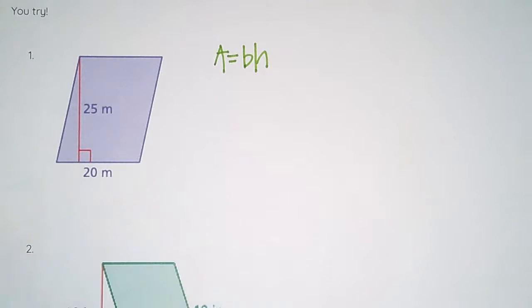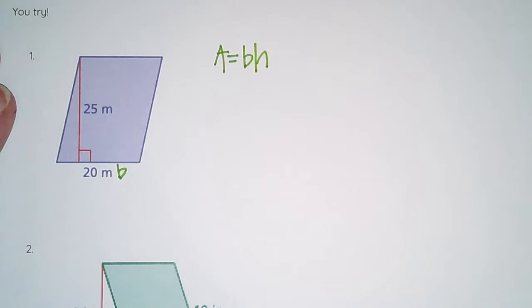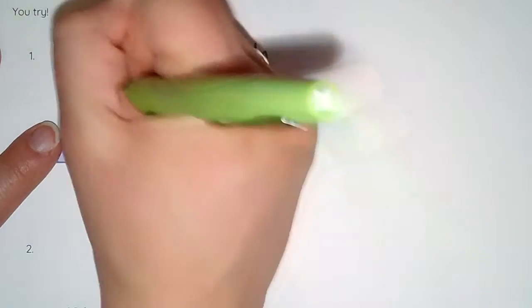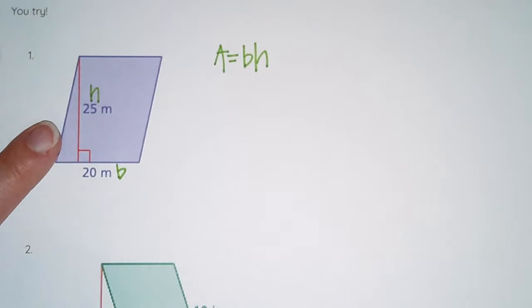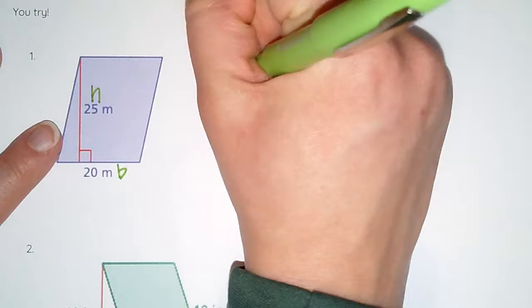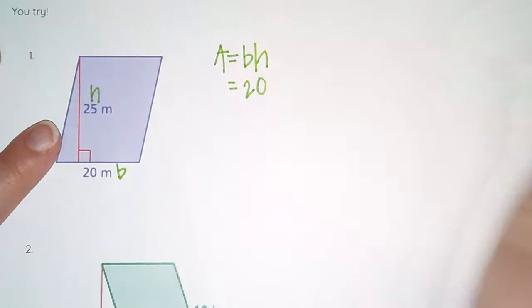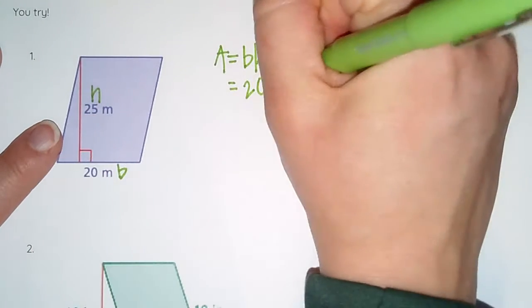Step 2 is to label my base and my height. So my side is 20, that's my base, and 25 is my height, so I'm going to label that. Again, I need those labeled every single time. Step 3 is to substitute in. B equals 20. And then I multiply that with my H. H equals 25.